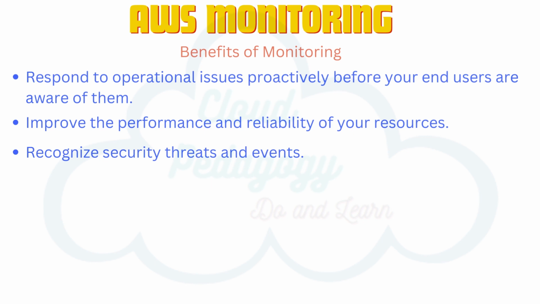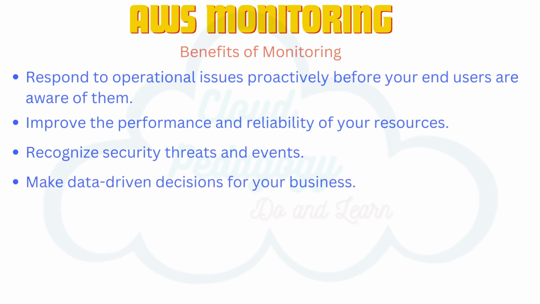Recognize the security threats and events. When you monitor resources, events, and systems over time, you can create what is called a baseline. A baseline defines what activity is normal. Using a baseline, you can spot anomalies like unusual traffic spikes or unusual IP addresses accessing your resources. When an anomaly occurs, an alert can be sent out or an action can be taken to investigate that event.